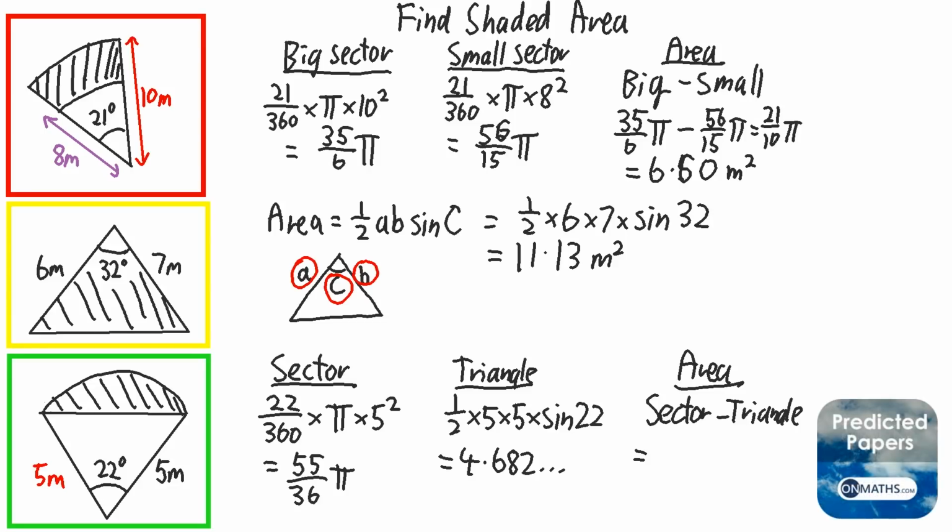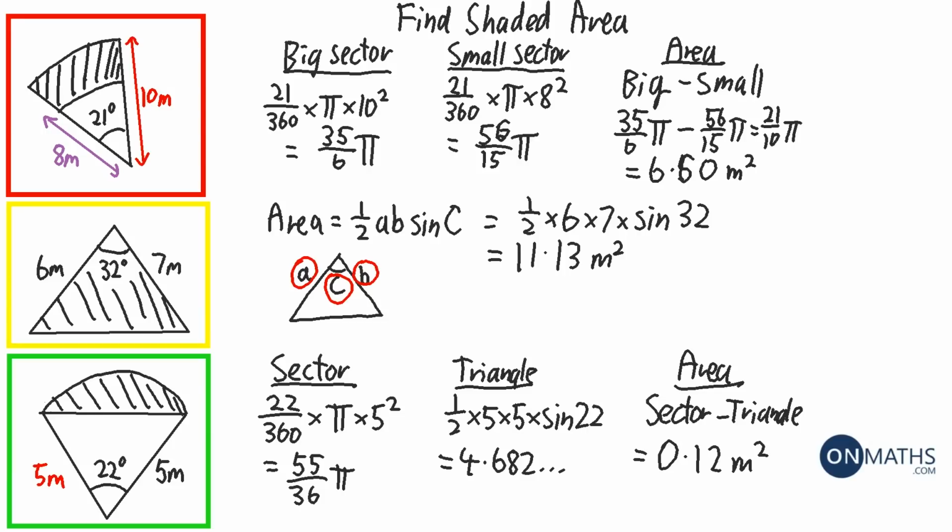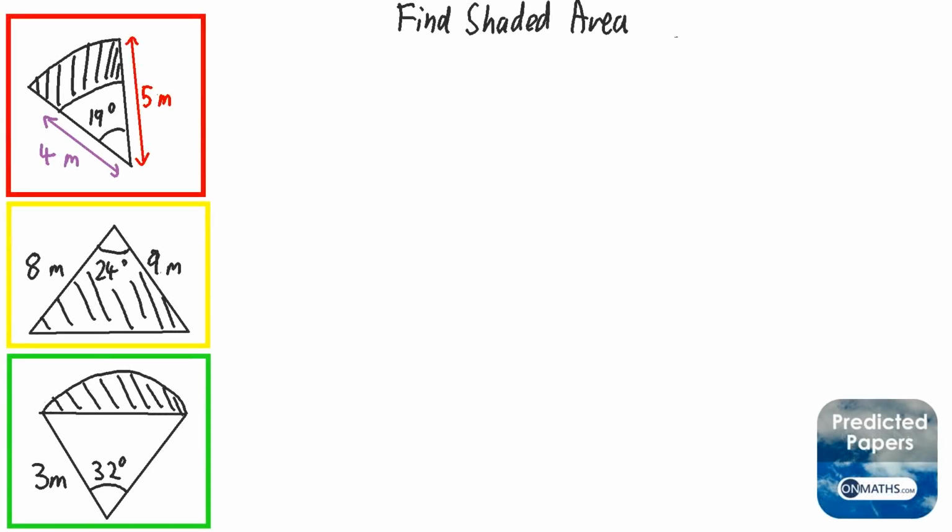When I press equals, it says that it's going to be 0.12 meters squared, so not very much. But then again, it's 5 meters and 22 degrees is not very big, so we'd expect it to be quite small. Okay, have a go.